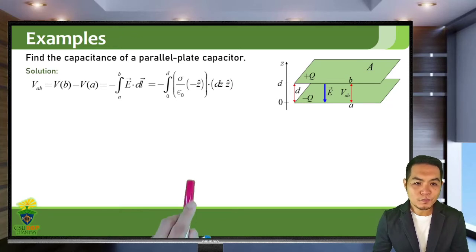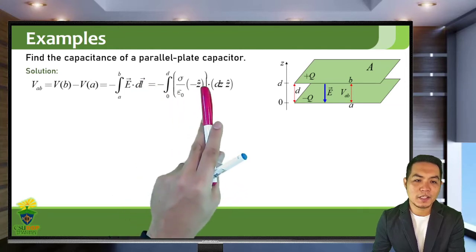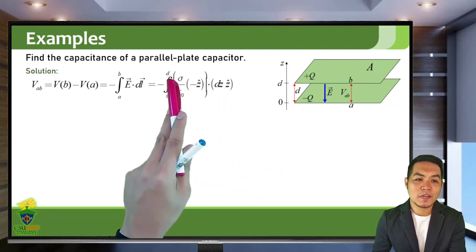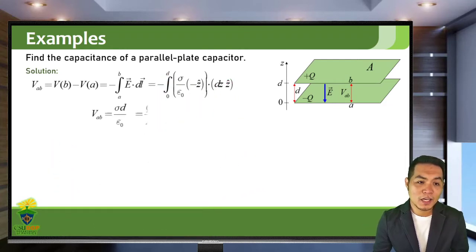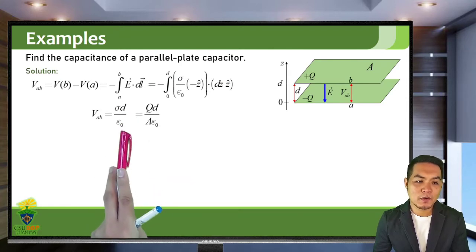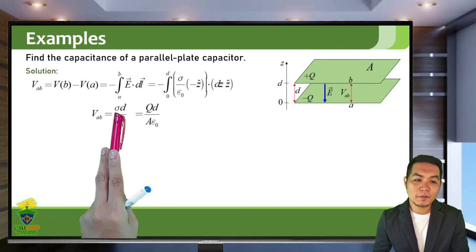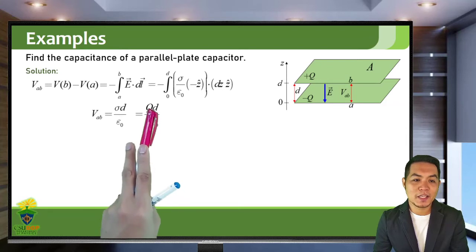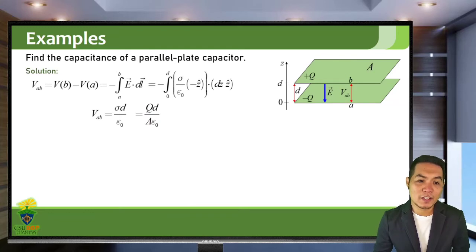This is a pretty straightforward integral. Sigma is a constant, epsilon naught is a constant, and z hat dotted with z hat is equal to 1. So we have the integral of dz from 0 to d, which gives you d. Your answer will be sigma d over epsilon naught. Now, sigma is just the charge density, the total charge over the total area. In this case, sigma is the magnitude of the surface charge density, Q over A.